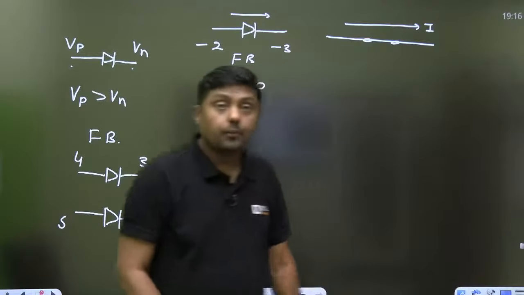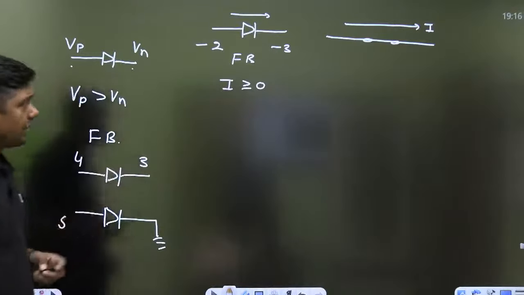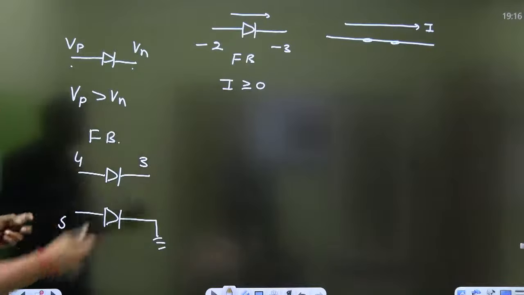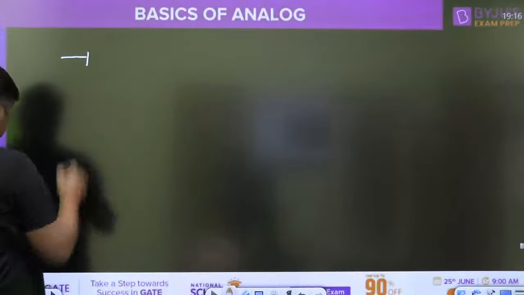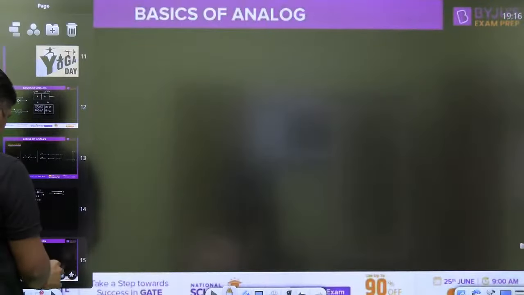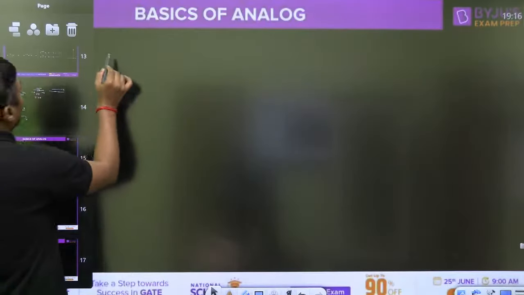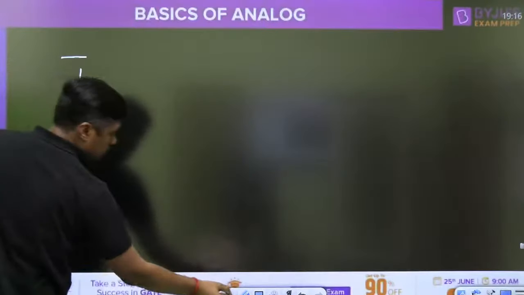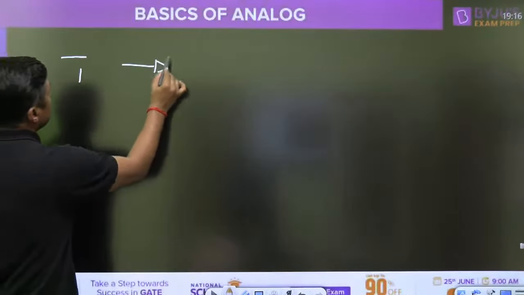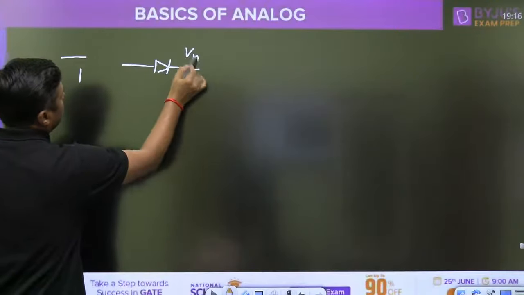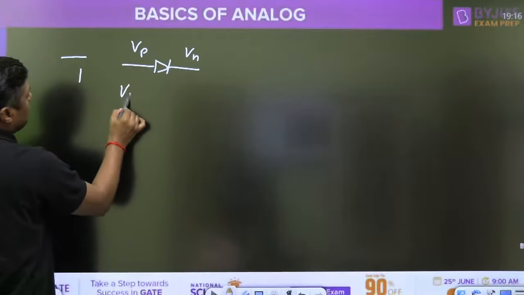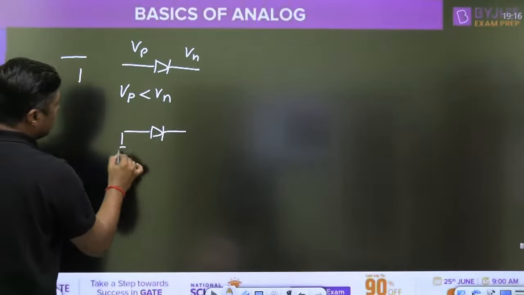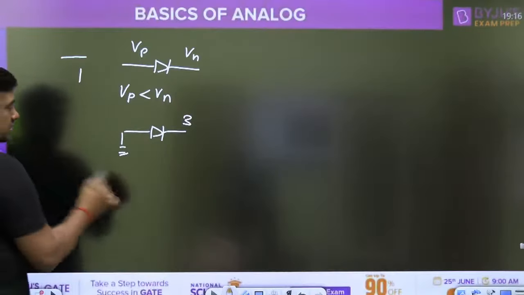Okay then. Now, this is the forward bias. Similarly, forward bias means always remember the current will flow from P side to N side. Now this is the Vn and Vp. When Vn is greater than Vp, or Vp is less than Vn, the diode is reverse bias. Suppose you are connecting ground here and 3 volt here. It is a reverse bias.